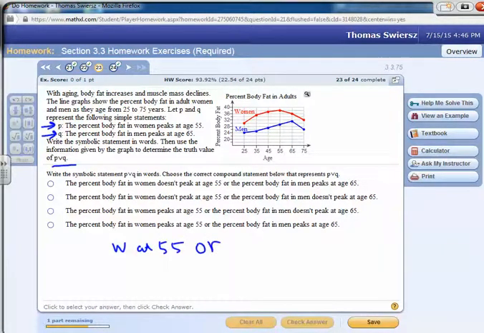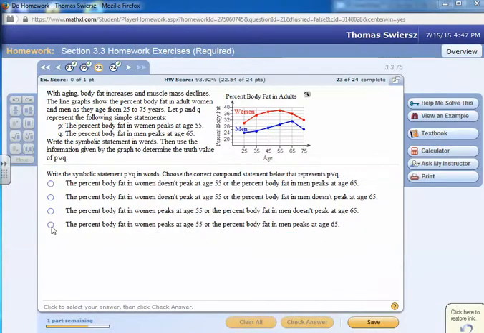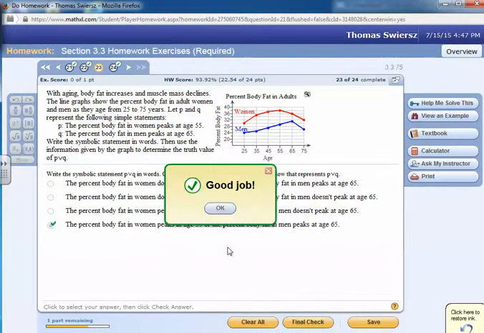And Q is simply what? Body fat in men peaks at age 65. Okay, they're both positive, right? No negations. So the percent of body fat in women peaks at age 55, or the percent of body fat in men peaks at age 65. So that last choice is the one that matches exactly P or Q. So we have that answer right there.